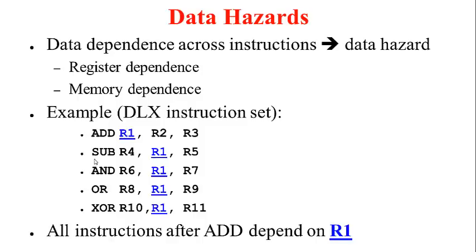Data hazards happen when there is dependence of data across instructions which pass through the pipeline. Such data dependence can be in register locations or in memory locations. A dependence essentially means that one instruction produces data which is used by another instruction.